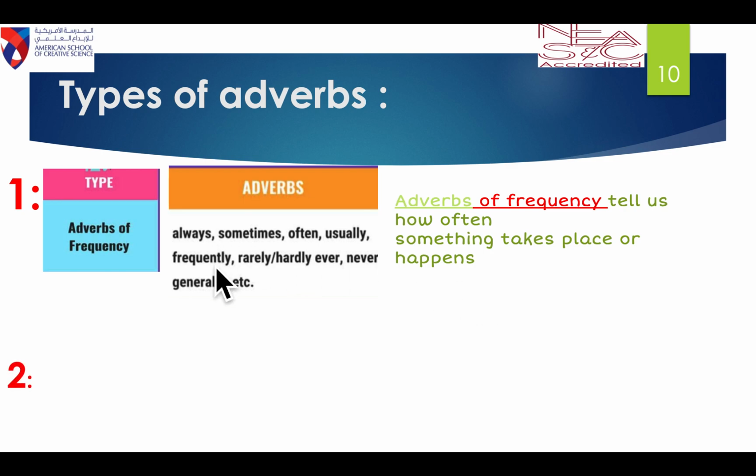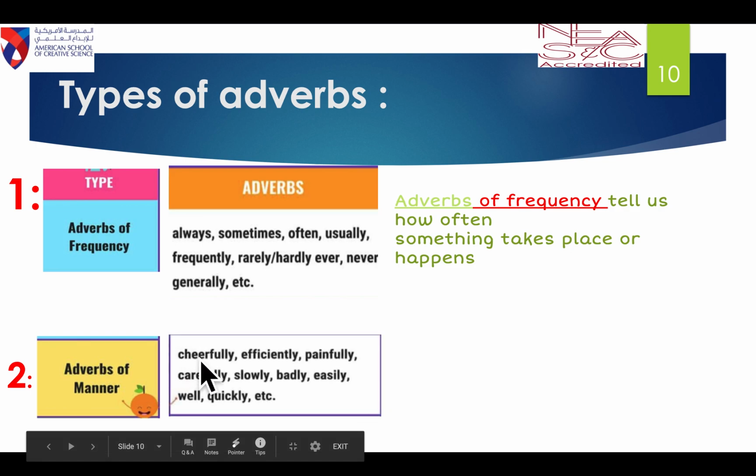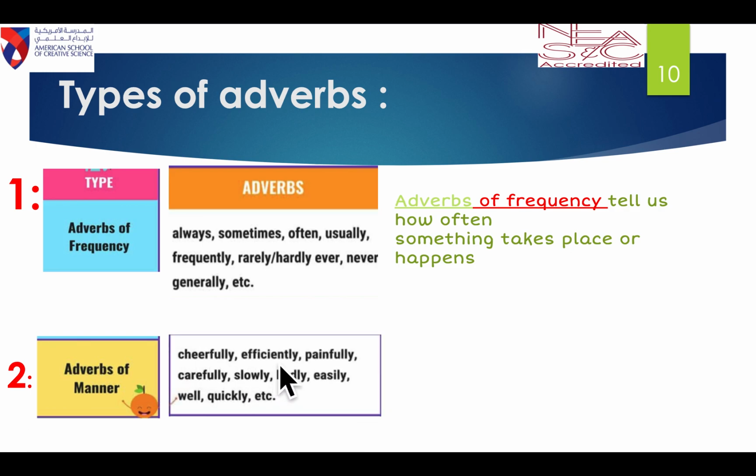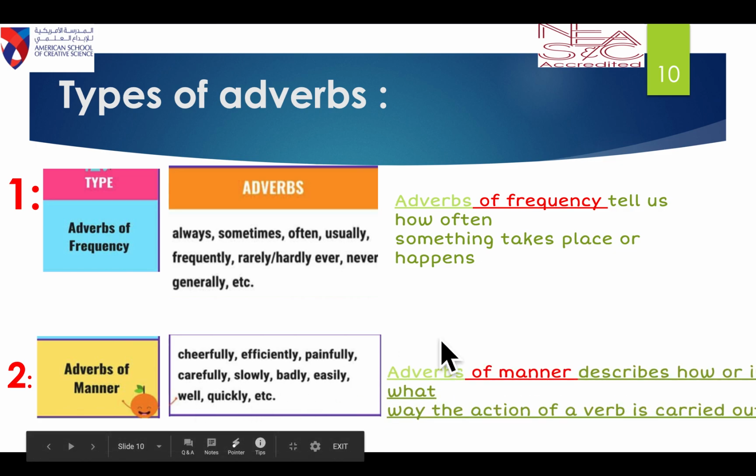And our second type of adverb are adverbs of manner, and these are words like cheerfully, efficiently, painfully, carefully, slowly, badly, easily, well, quickly, and so on. Now, adverbs of manner describe how or in what way the action of a verb is carried out. Okay, so how did the subject carry out that action?